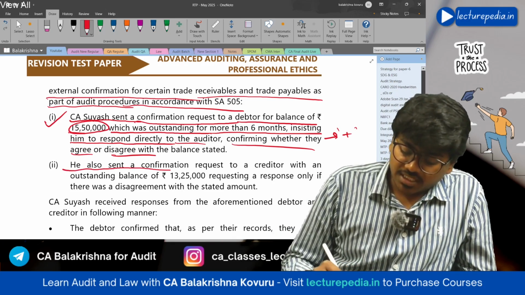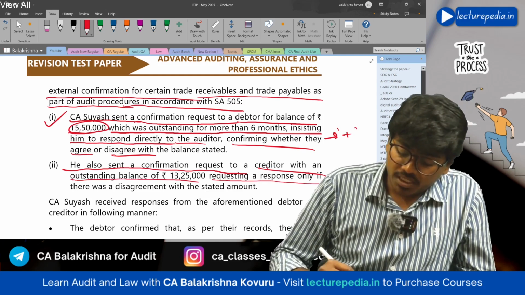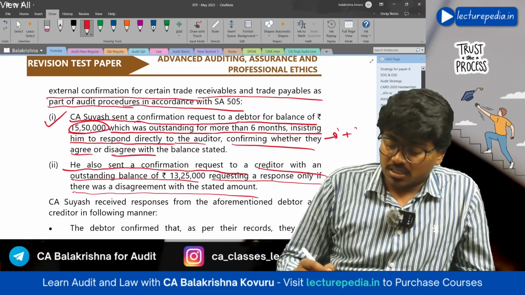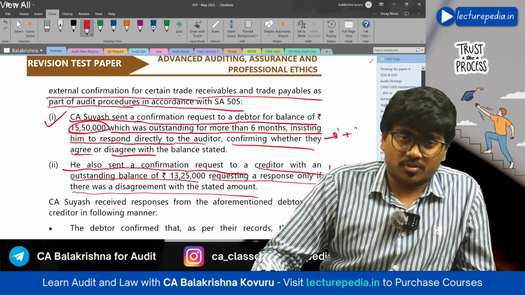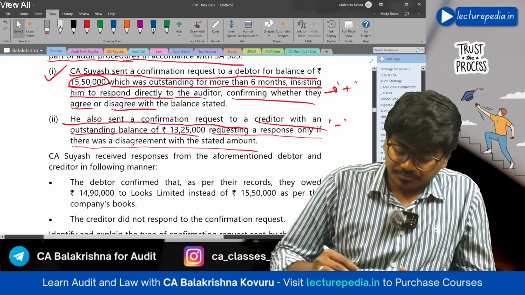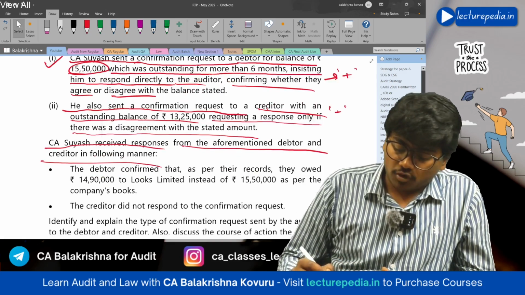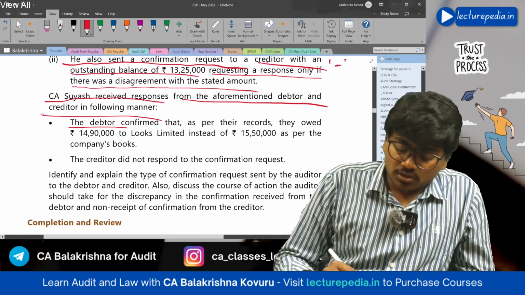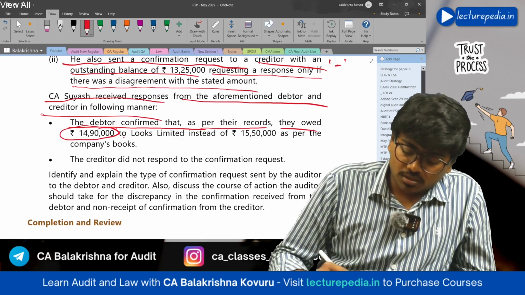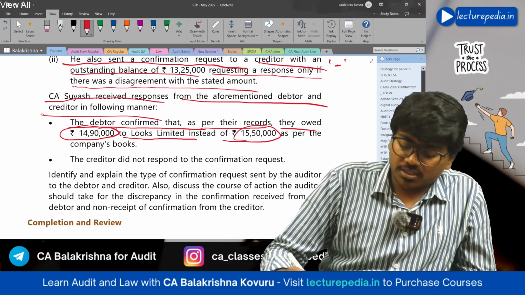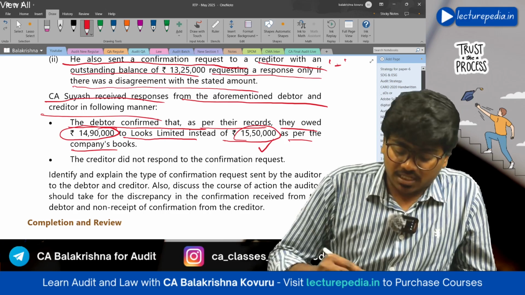Next, he also sent a confirmation request to a creditor with an outstanding balance of 13,25,000, requesting a response only if there was disagreement with the amount stated. So here this becomes a negative confirmation request, right? Now, CA Suyash received responses from the aforementioned debtor and creditor in the following manner. The debtor confirmed that as per their records, they owed only 14,19,000 to Lux Limited instead of 15,50,000 as per the company's books. Okay, in the company's books it is showing as 15,50,000, but in the confirmation, the debtor is saying it is only 14,90,000.